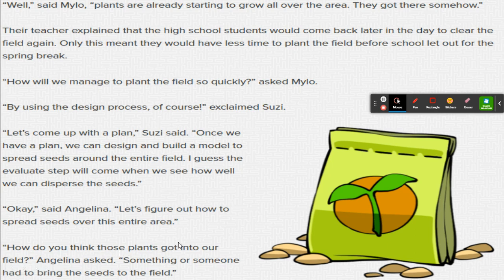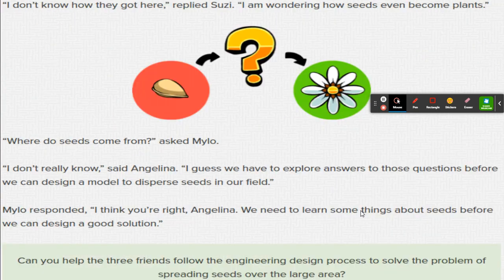"How do you think those plants got into our field?" Angelina asked. "Something or someone had to bring the seeds to the field." "I don't know how they got there," replied Susie. "I am wondering how seeds even become plants. Where do seeds come from?" asked Milo. "I don't really know," said Angelina.